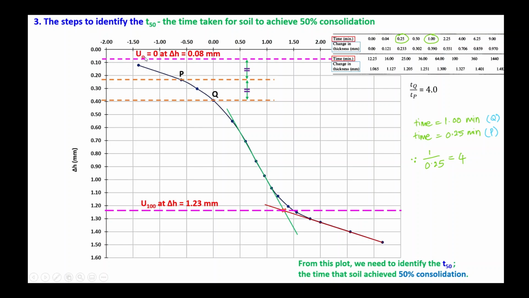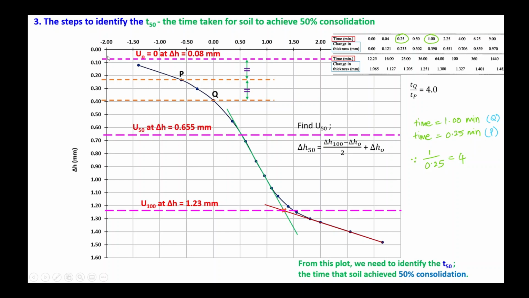Now our objective from this plot is to get the T50. Knowing U naught and U 100%, we know that the T50 will be located in between these two lines. But how to get the exact location of U 50%? We can use this calculation, because we want to know at what change in thickness the 50% occurs. The delta H 100%, 1.23, minus the delta H naught, 0.08, divided by 2 because it is located in between, plus the delta H naught. By calculation, you will have the delta H at 0.655.